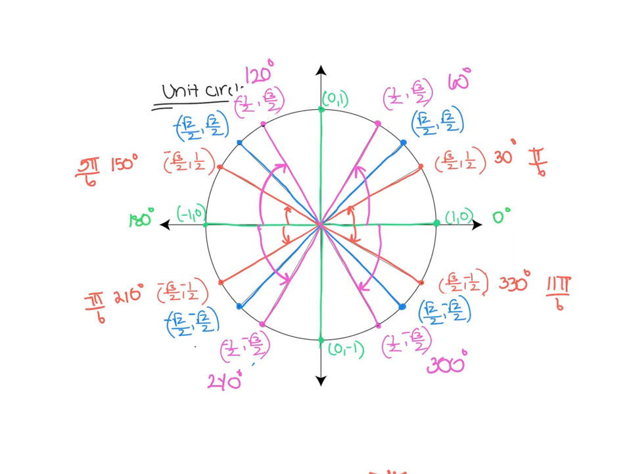The ones in purple, this is pi over 3 more than 0. This is pi over 3 less than pi. This is pi over 3 more than pi. This is pi over 3 less than 2 pi.